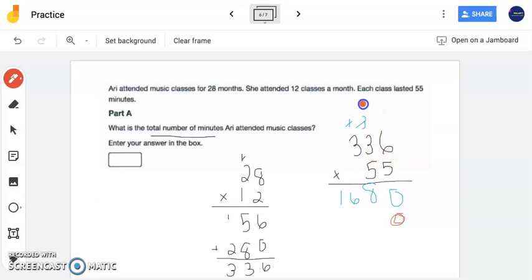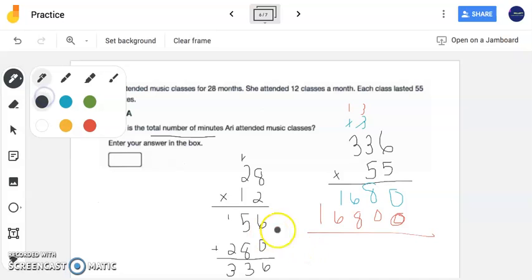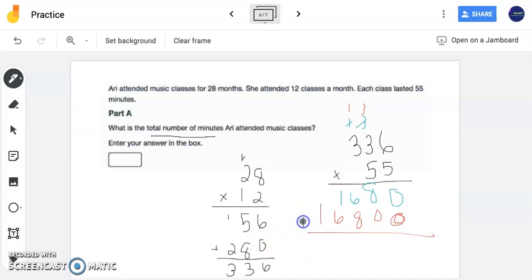5 times 6 is 30. Carry my 3. And this 0 does go here. 5 times 3 is 15, plus 3 is 18. Carry that 1. My 8 goes in my hundreds place. 5 times 3 is 15, plus 1 is 16 again. Notice I have no more digits left. And last but not least, I'm going to add these two partial products together to give me my final answer.